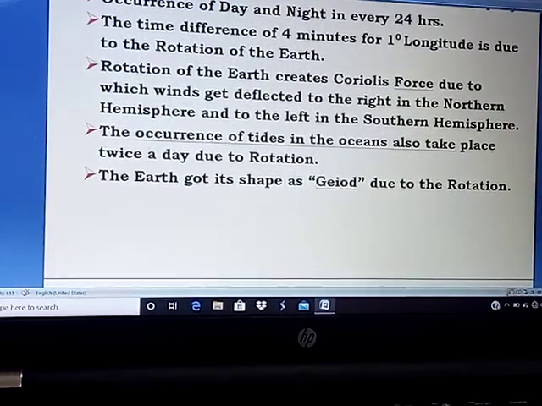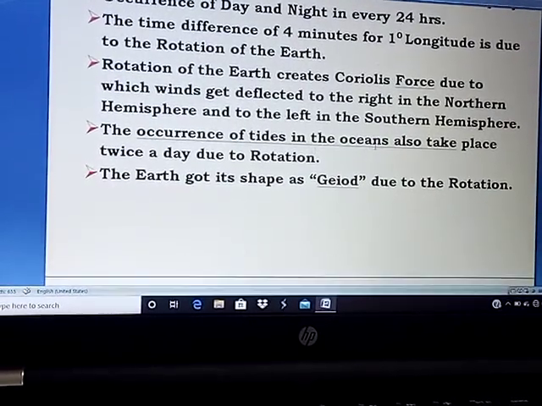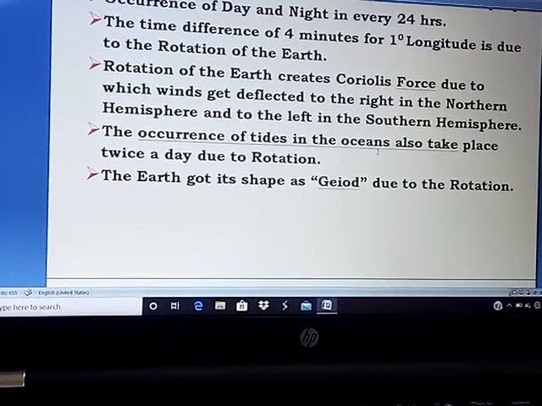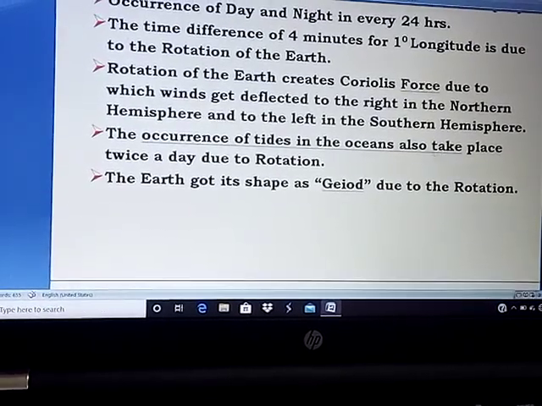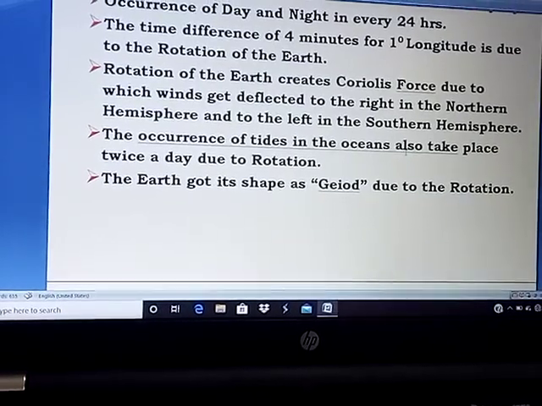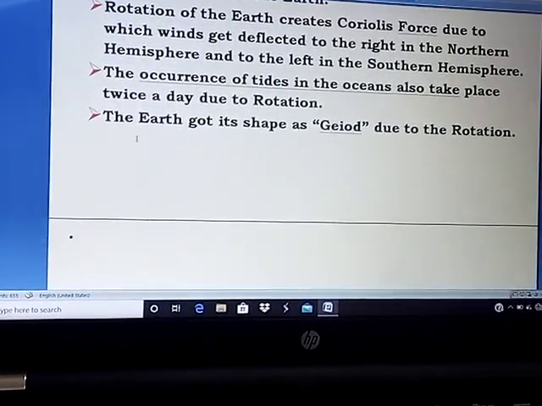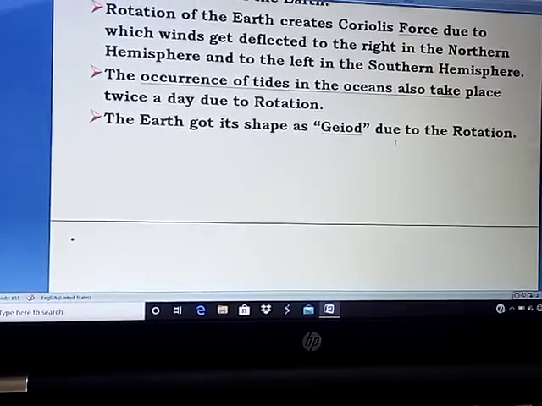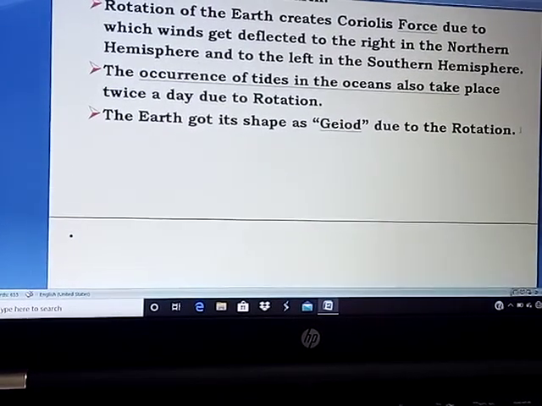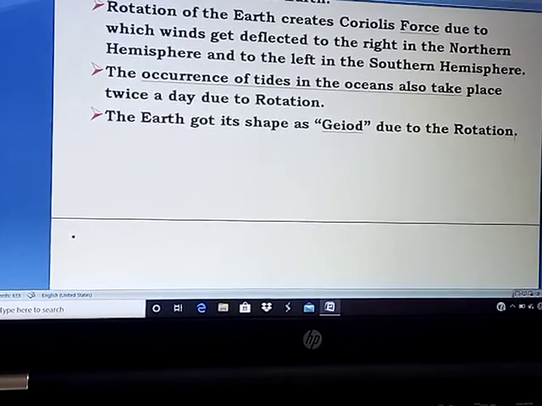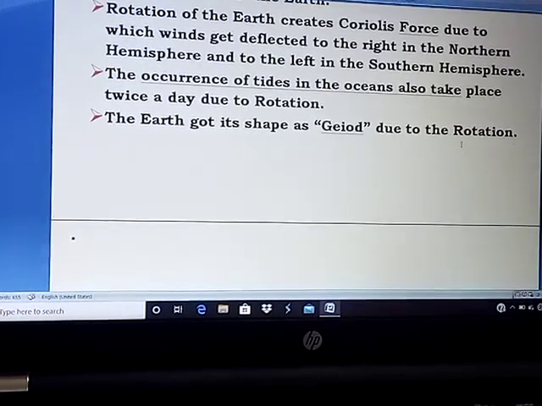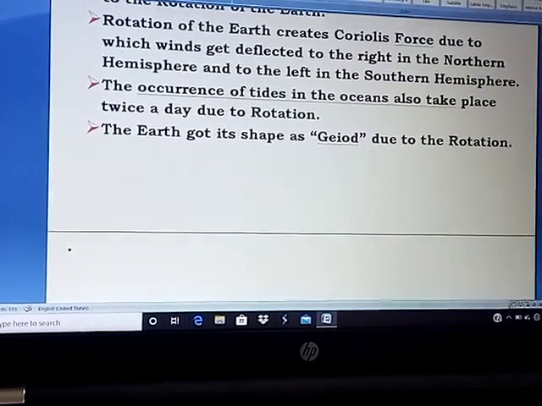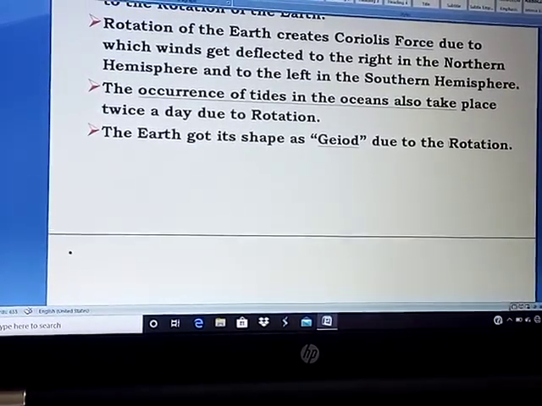The occurrence of tides in the oceans twice a day, twice high tide, twice low tide, also happens due to the rotation. And the earth got its shape as a geoid due to rotation, because it is because of the rotation that the earth is bulged out at the equator and flattened at the poles.